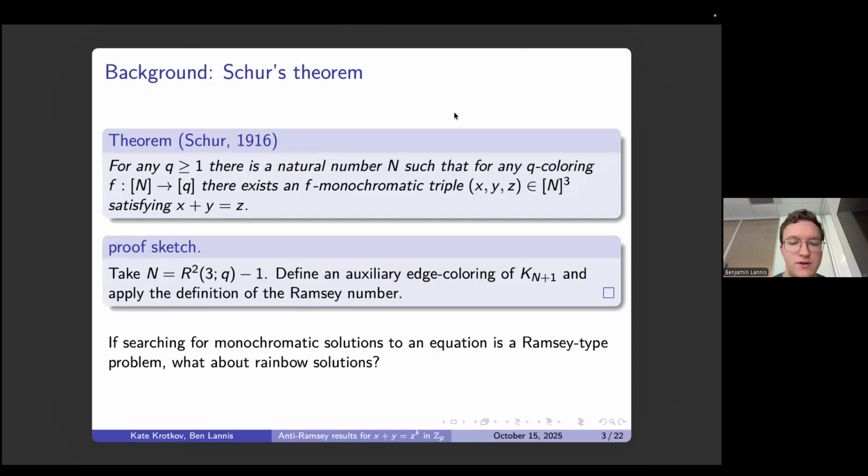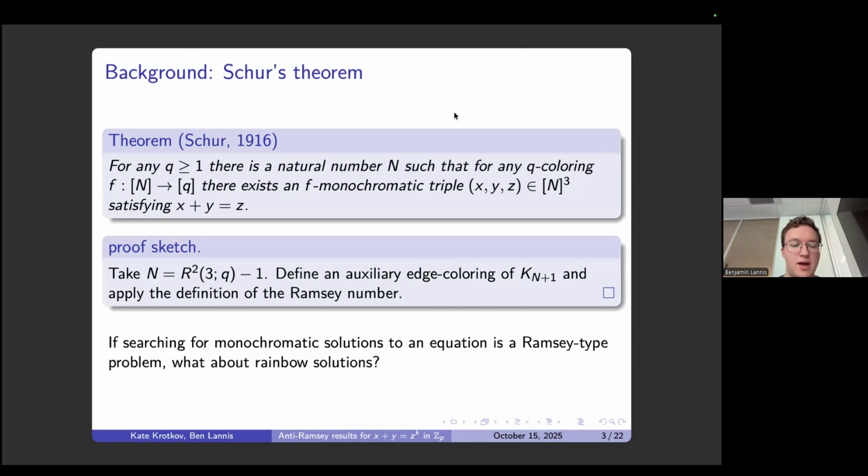Well, why is this important for our talk? It's basically because the proof sketch is as follows. Reduce to the Ramsey theory case by taking n to be the Ramsey number, which will guarantee the existence of a monochromatic triangle when using Q colors. And the reason we want to do this is because after we define an auxiliary edge coloring on the edges of the complete graph K_{n+1}, we essentially just need to apply the definition of the Ramsey number in order to find this monochromatic triple x, y, z that we're looking for.